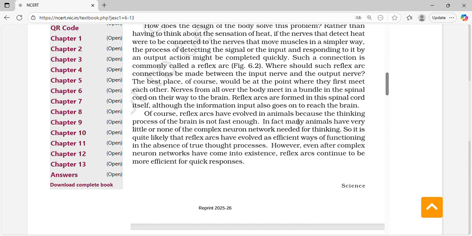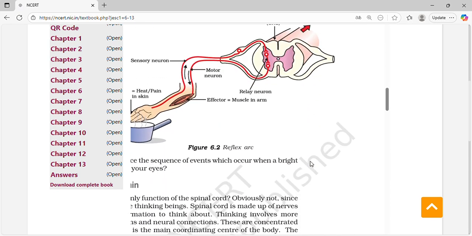Reflex arcs have evolved in animals because the thinking process of the brain is not fast enough. In fact, many animals have very little or none of the complex network needed for thinking. So it is quite likely that reflex arcs have evolved as efficient ways of functioning in the absence of true thought processes. However, even after complex neural networks come into existence, reflex arcs continue to be more efficient for quick responses.